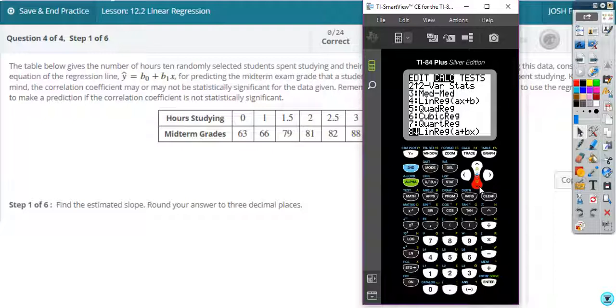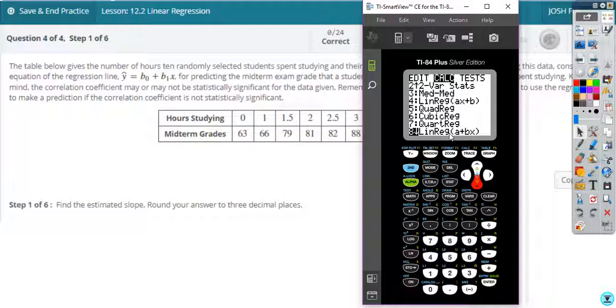In any technical manual, they're going to suggest that you use number 8, the A plus BX, instead of number 4. I'm not 100% sure what the purpose is on that, but we're going to go ahead and follow what the guidebooks would say, and we're going to use number 8.